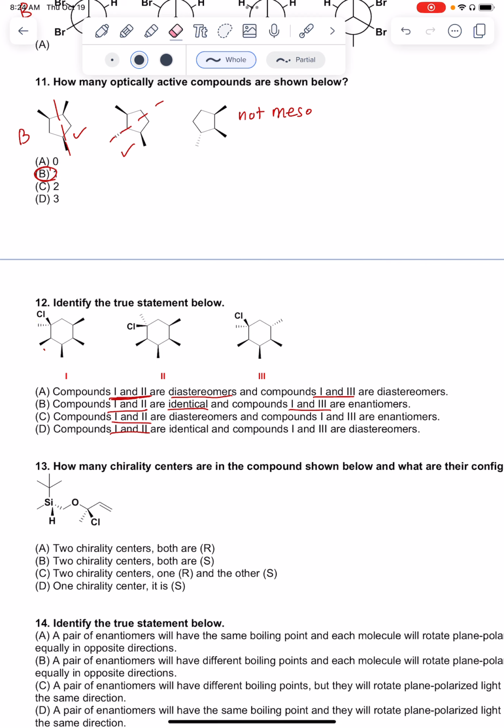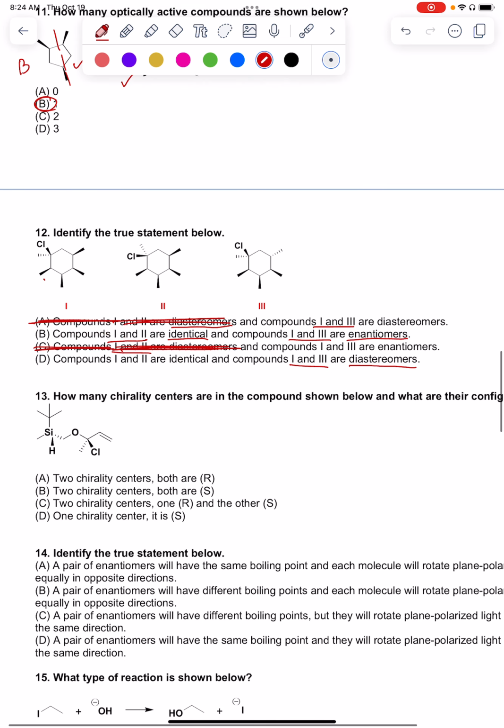So now I'm going to take out all the answers that say they're diastereomers, because they're not. That means C is out and A is out, which leaves me with D and B. Now let's look at 1 and 3. Now they want to know if they're enantiomers or diastereomers.